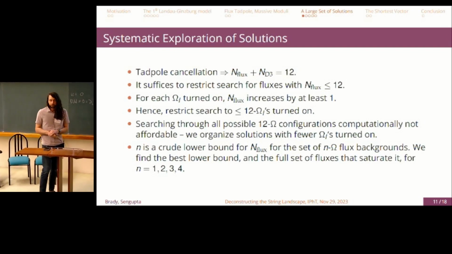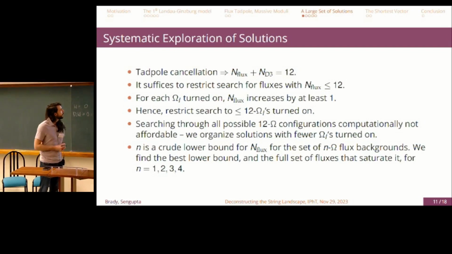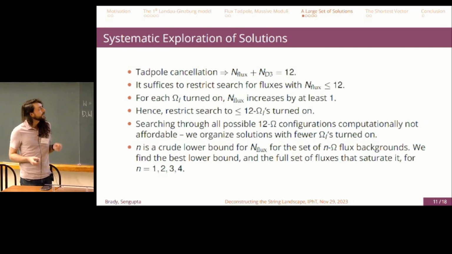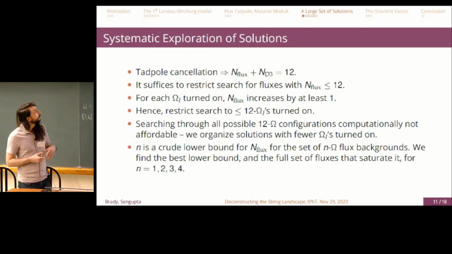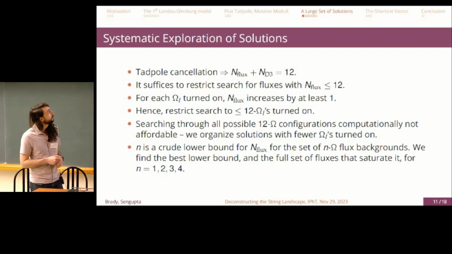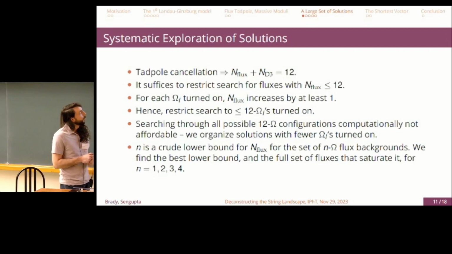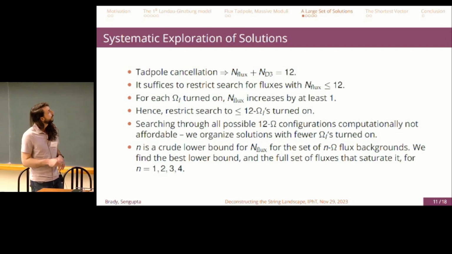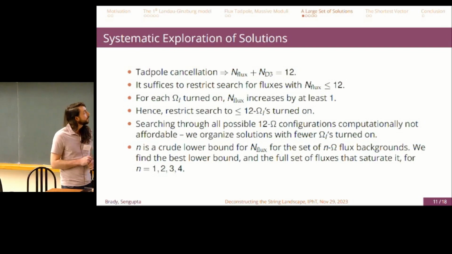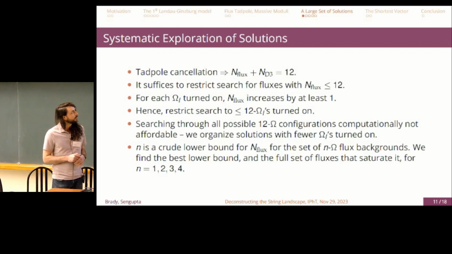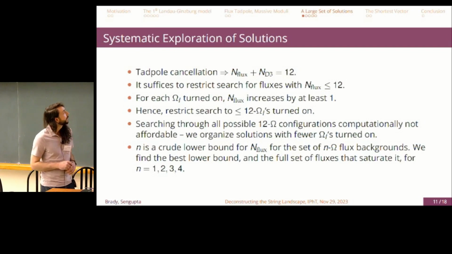So, like you said, I get to tell you all about the results that we found for this particular model. And there are some conditions I want to sort of recap. We have the tadpole cancellation condition, which was stated before in the previous slides. We're looking for a physical solution, so when that is satisfied, we call it a physical solution. It's sufficient to restrict our search to fluxes which are below 12, which comes from that tadpole cancellation condition.